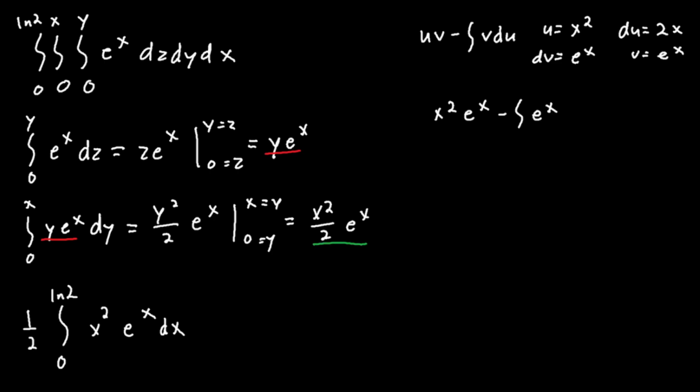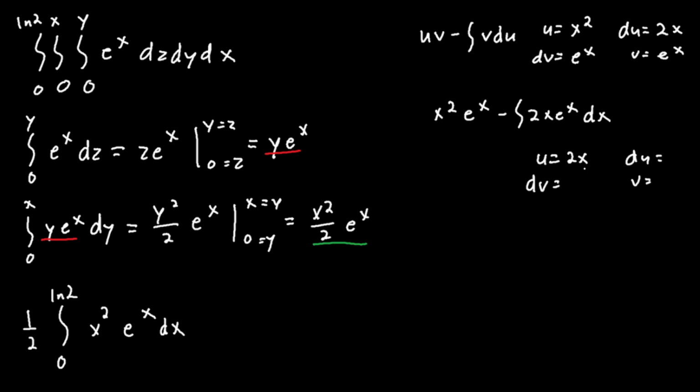So actually let's put 2x in the front here: 2x e to the x dx. Technically there's a dx here. I didn't write it. Now that we have this, again, we need to use integration by parts.